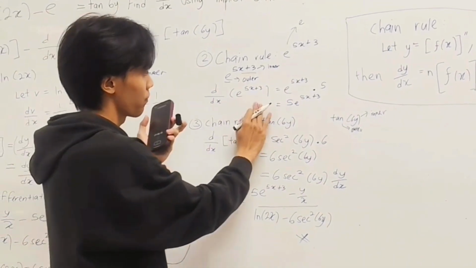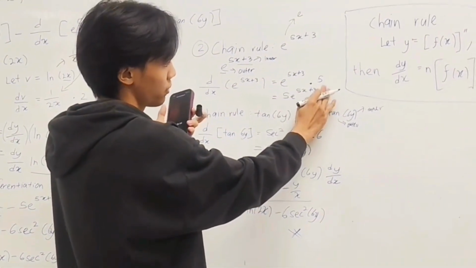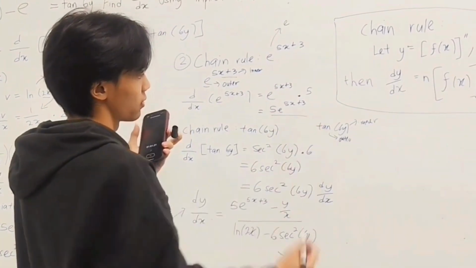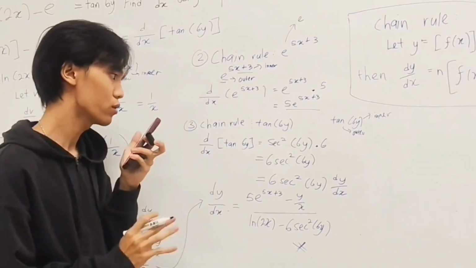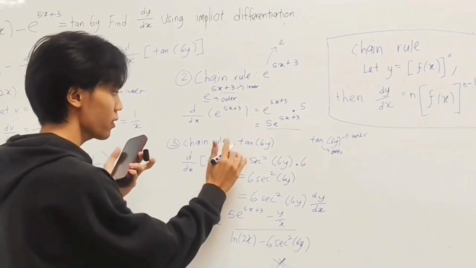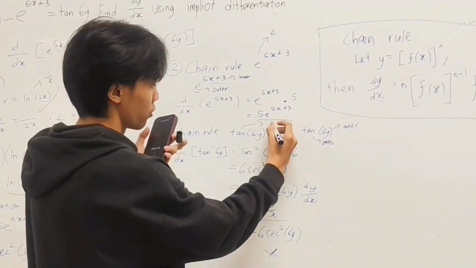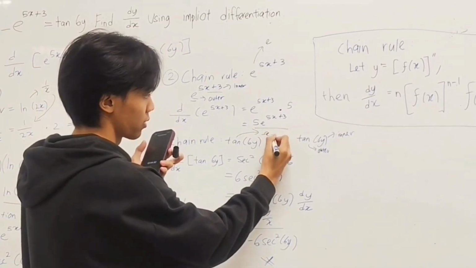And after we differentiate the outer part and the inner part, we finally get the answer here. And then for the third one, we're also using chain rule to differentiate it. So trigonometry rules: tan will become sec square.